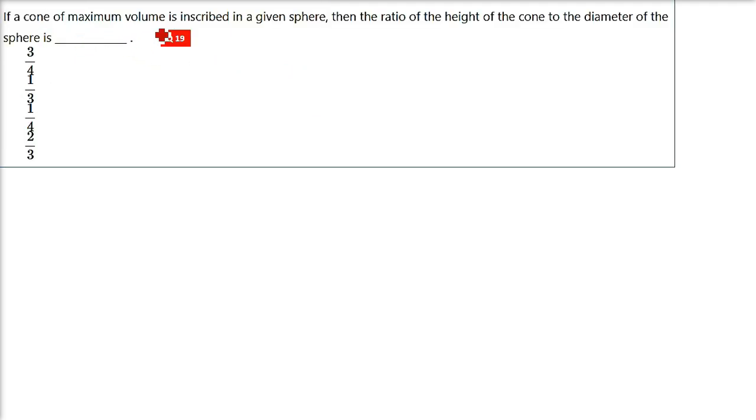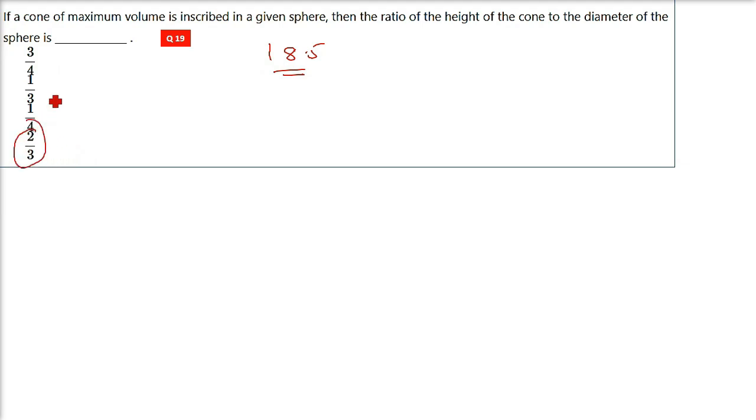If a cone of maximum value is inscribed in a given sphere, then the ratio of the height of the cone to the diameter of the sphere is. Now you have to follow me. This question has been solved with the diagram properly in the 18.5 exercise, which we have completed, and there we have used this one, and the answer is 2 by 3.